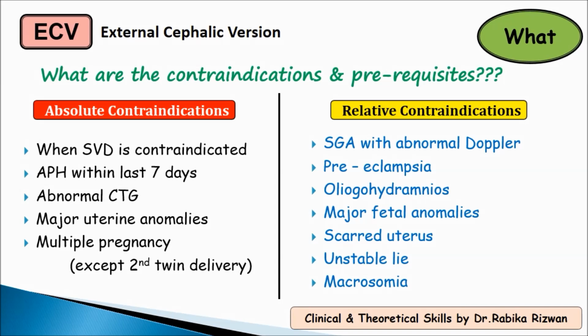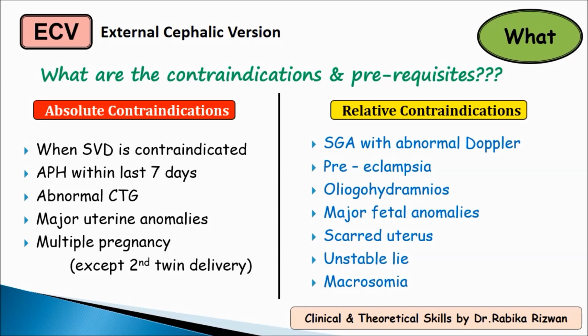Now, if you see a patient with these relative contraindications, you have to be careful to perform ECV. You may end up on a cesarean section, as the chances of successful ECV are not very high. However, absolute contraindications say no to perform ECV.